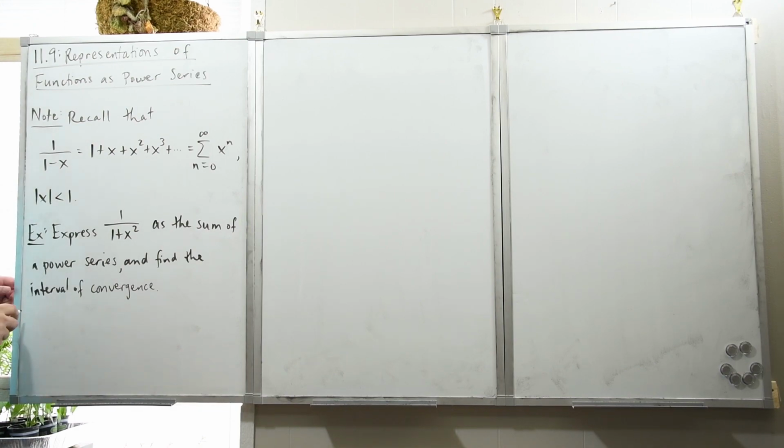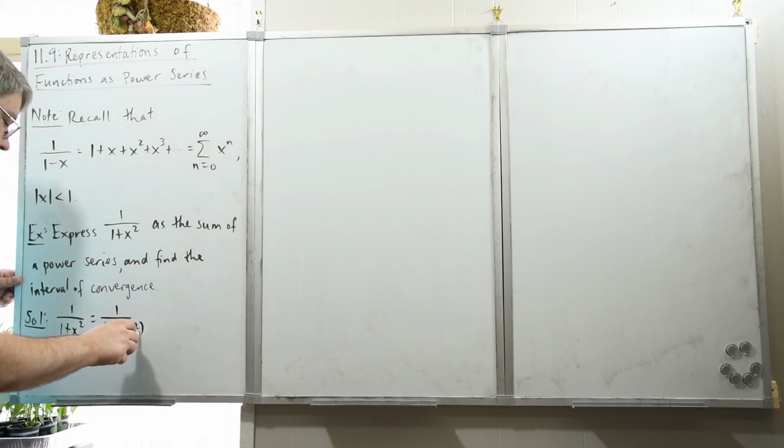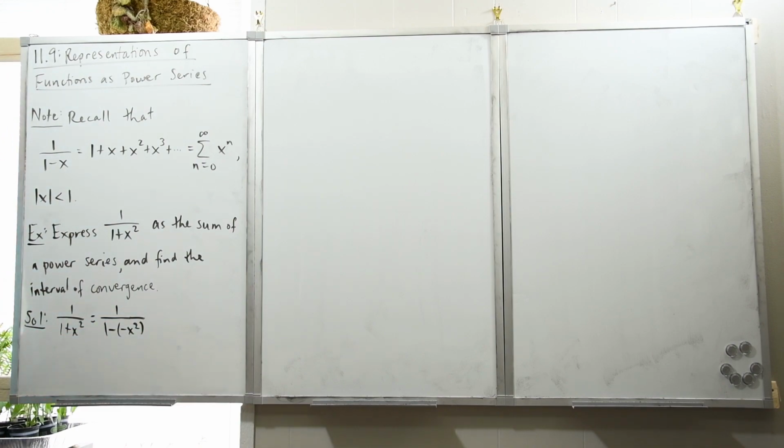But to start, what we're going to do is recognize that 1 over 1 plus x squared can be written in a different form. And what we want to do is make this form match up with this as closely as we can. Now, if you notice the 1 over 1 minus x, we have 1 over 1 minus something, right? So with that in mind, we could write the 1 over 1 plus x squared as 1 over 1 minus a negative x squared. And so one could argue that this form matches this a little bit more closely.